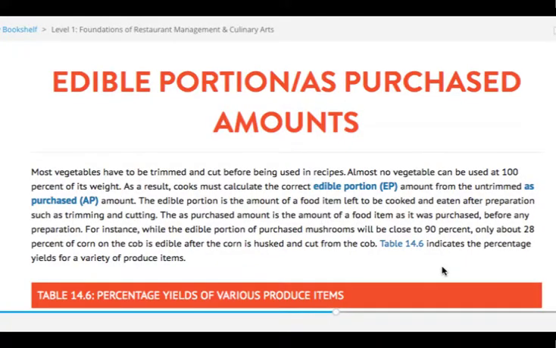Now, probably one of the most important parts of this chapter is knowing the difference between edible portion and as purchased amounts. Because most vegetables and even meats that we get, we have to trim them and cut them before we use them in a recipe. So when you go to the grocery store and you pay $1 for a head of lettuce, that head of lettuce, let's say, is 2 pounds. Well, you're paying for the entire head of lettuce.